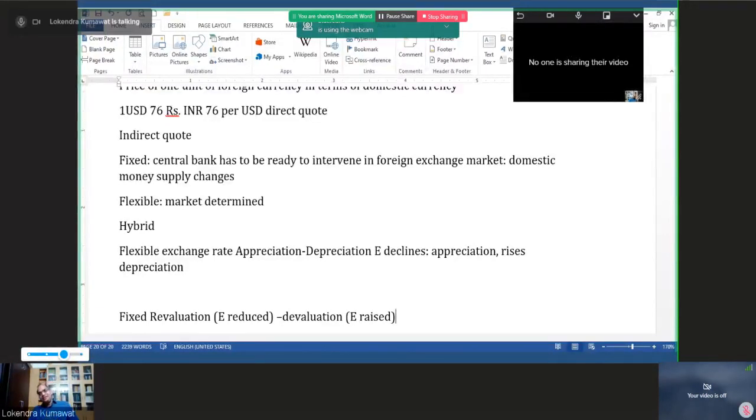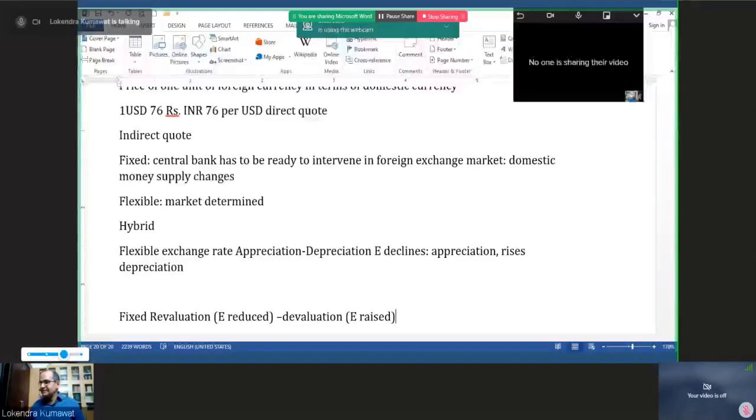As far as depreciation is concerned, you must have seen during the last month or so, within a span of about 3-4 months, the rupee has come from roughly 71 to 76. So that is depreciation of more than 7-8% within a span of 3-4 months. Okay, so this is depreciation.